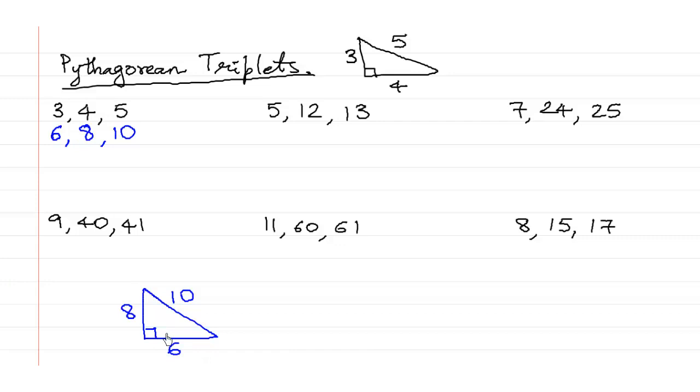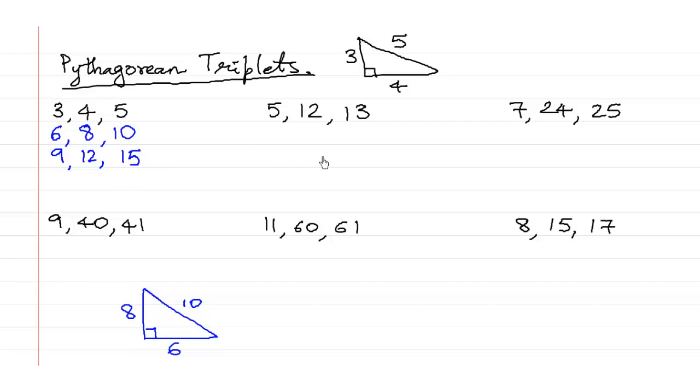Or alternately, if two sides are given, you can find the third side just by knowing the triplets. So you know 6, 8 and 10 are triplets, the third would be 10. Similarly, you can triple the first one and the answer would be 3 times 3 is 9, 4 times 3 is 12, 5 times 3 is 15. So 9, 12 and 15 are also Pythagorean triplets, and so on.